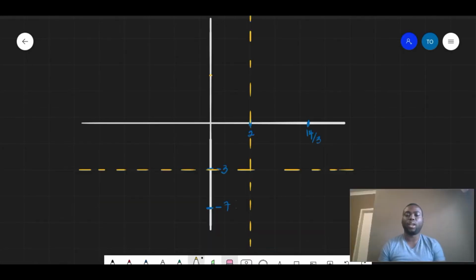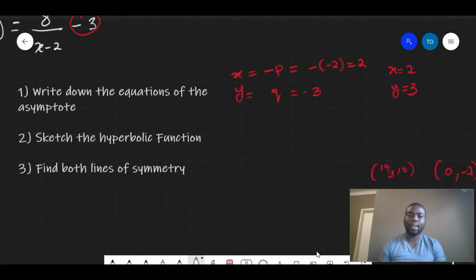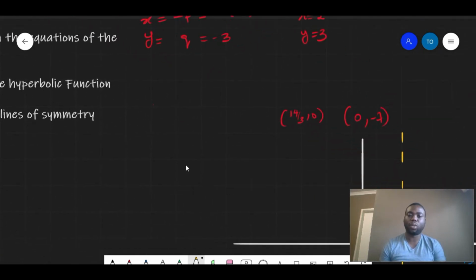Now we have our asymptote drawn. There was a step I forgot to say at the beginning of this example, which is your a, which represents the shape. This formula has an a of 8. That's what our equation is.